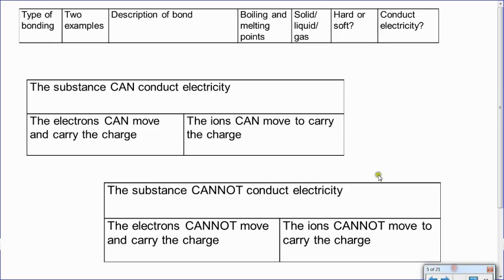So let's look at, first of all, the end heading on our column here. Does the substance conduct electricity? And reasons for being able to conduct electricity are being able to carry the charge, so either the electrons can carry it or the ions can carry the charge. If a substance cannot conduct electricity, the electrons cannot move to carry, or the ions cannot move. And you have to be really careful that you use the correct word, ions or electrons. If you use the wrong word in your answer in the exam, you automatically get 0, which is a bit harsh really, so you have to be very careful there.